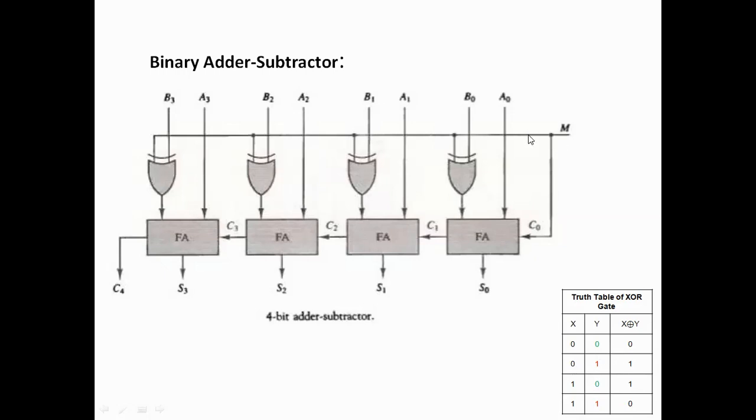That means whenever M is 1, B0 will get inverted. It will become B0 dash. Here it will become B1 dash. So by this logic, we can easily create a common adder subtractor. Now, if we want to do addition, just put this 0. If we want to do subtraction, put this 1.